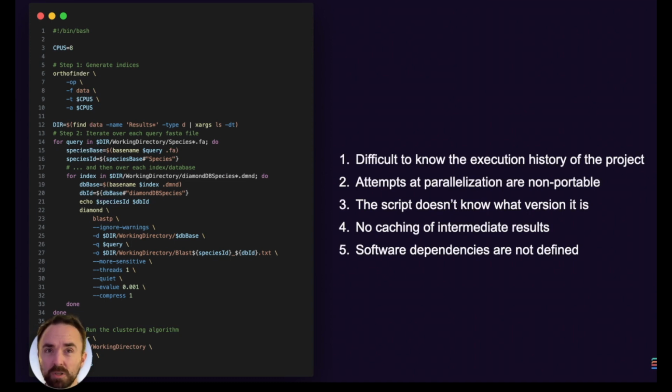The script doesn't know what version it is, so I couldn't, for example, have a report which included the versions of the workflow that I was using to generate that data. There's no caching of intermediate results, so if I change a parameter, I have to rerun the whole script, even if only that last step has changed. Also, the software dependencies are not defined. I'm just calling, for example, in this script, Diamond, the alignment tool. If I update Diamond on my machine, the results may or may not change. That should be a worrying prospect if you're aiming for reproducible research.